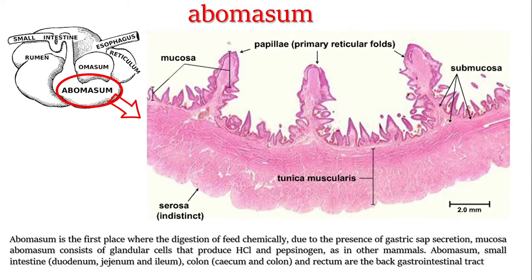And after that, the abomasum. The abomasum is the first place where the digestion of food occurs chemically, due to the presence of gastric secretions from the mucosa. The abomasum consists of glandular cells that produce HCl, hydrochloric acid, and pepsinogen. As in other mammals, after the abomasum, the small intestine includes the duodenum, the jejunum, and the ileum, and the large intestine includes the colon and rectum, which are the back of the gastrointestinal tract.